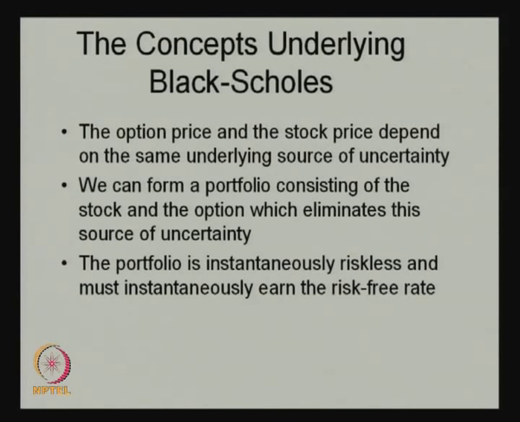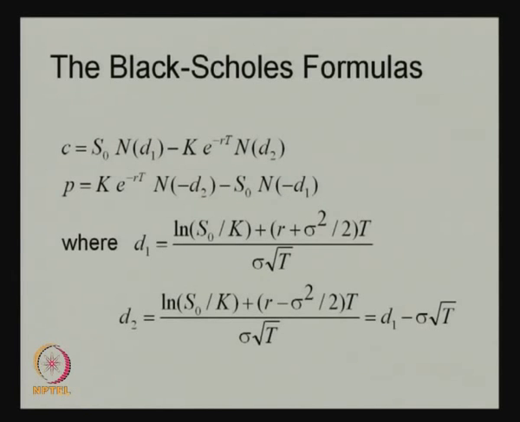So, how does the valuation of options take place? Here the option price and the stock price depend on the same underlying source of uncertainty. We can form a portfolio consisting of the stock and the option which eliminates the source of uncertainty. That is the basic concept Black-Scholes was trying to say. The portfolio is instantaneously riskless and must instantaneously earn the risk-free rate. So, this is the situation in which we can go for the valuation of options at a particular time, and that is what Black-Scholes was trying to say.